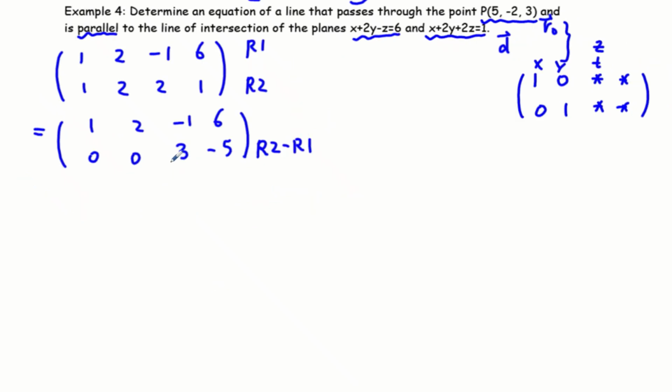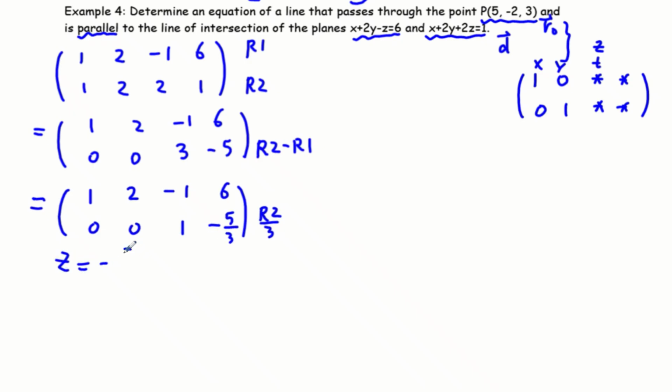Then from here, we are going to get rid of the... divide 3 to both sides for the last row to get 1. So 1, 2, negative 1, 6, 0, 0. Then R2 divided by 3, we are going to have 1, 3 divided by 3, negative 5 over 3. What does it mean? It means z equals negative 5 over 3 from our second row.